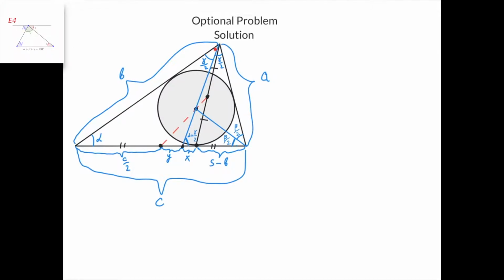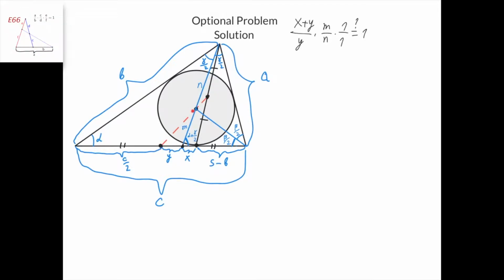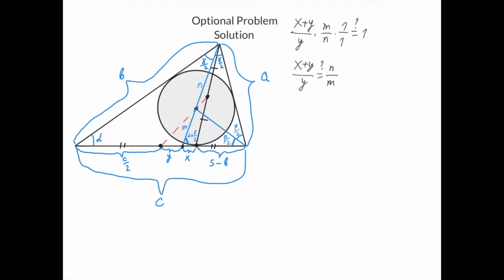We know that the sum of the angles of this triangle is 180, therefore this angle is 180 minus alpha minus gamma over 2, and so this angle must be alpha plus gamma over 2. Also, let's denote this distance by m and this distance by n. We can prove that these points lie on a straight line by using Menelaus theorem for this triangle and these 3 points. It means that we have to prove that x plus y divided by y times m divided by n times this length divided by this length equals 1. But this length and this length are equal, so we can just write 1 divided by 1. So essentially we need to prove that x plus y divided by y equals n divided by m.